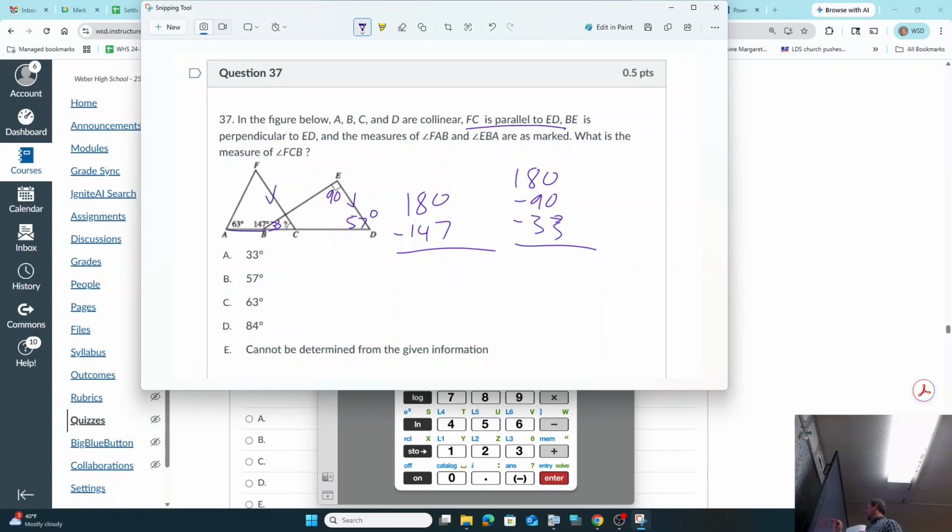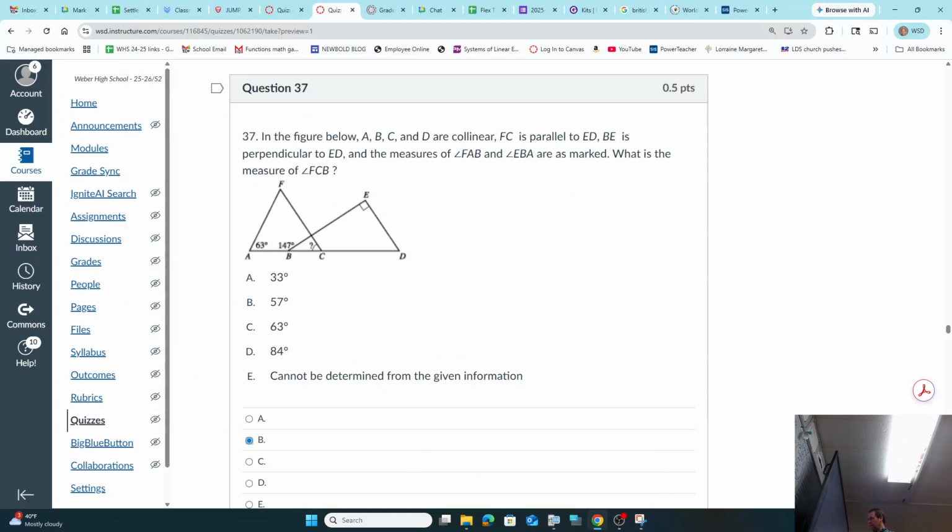They tell us in here that FC is parallel to ED, so those two are parallel, and this is cut through with a transversal. Since it's cutting through the transversal, this angle and this angle are the same. 57 degrees is our answer. Two parallel lines cut by a transversal. So that's going to be B. Just make sure 37 is definitely B.